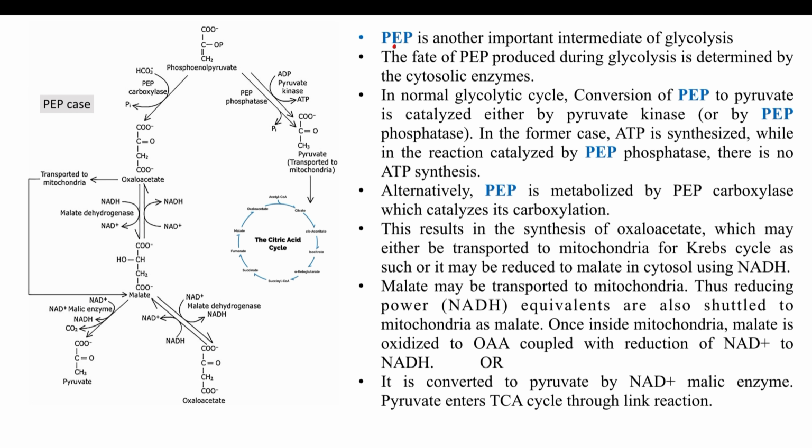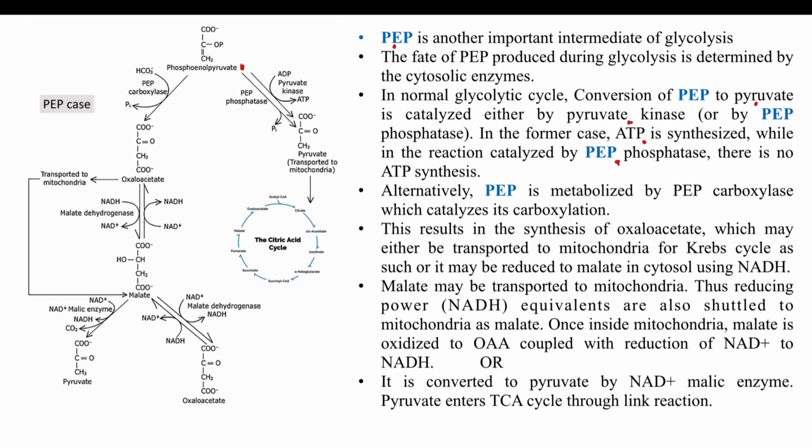PEP is important because PEP will give rise to pyruvate or pyruvic acid, either through using pyruvate kinase, where you have the ATP production. When you do not require ATP, then you can use PEP phosphatase and pyruvate is still formed. Pyruvate gives you acetyl coenzyme A, which is given into the Krebs cycle.